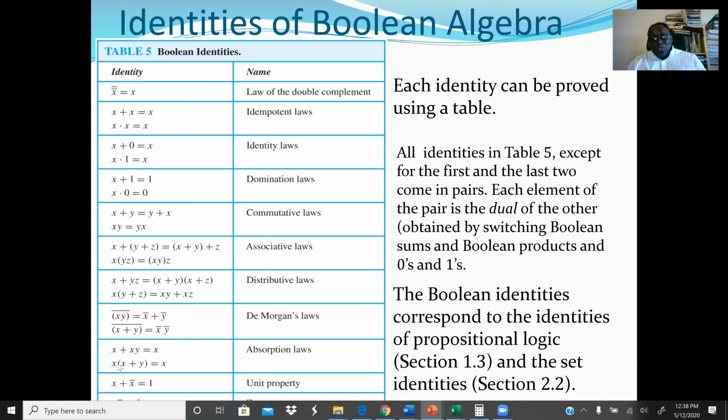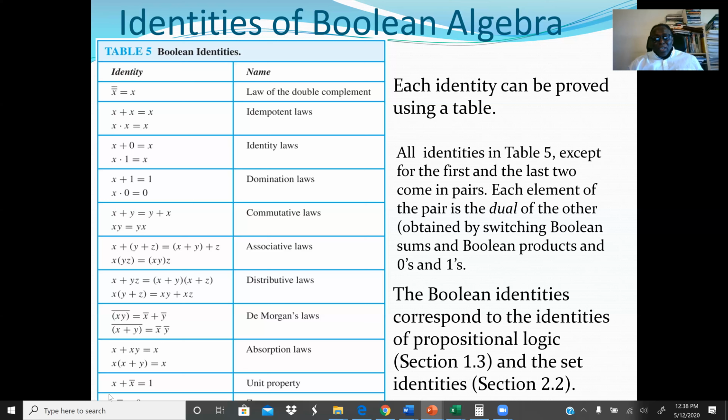Now the next one too is the same thing. I have X times X plus Y. Now the Y doesn't really matter, because if X is 0, everything is 0. If X is 1, because I have 1 here, 1 plus Y, which is 0 or 1, will still give me the same value for the X. So the answer will be X.